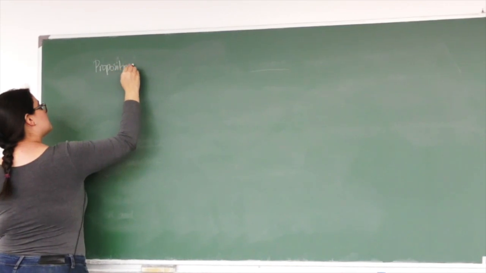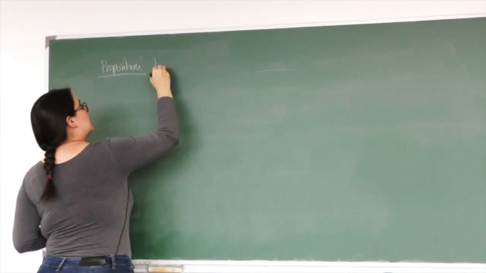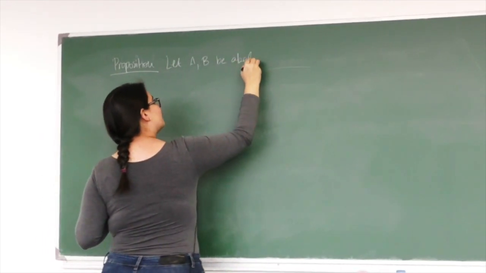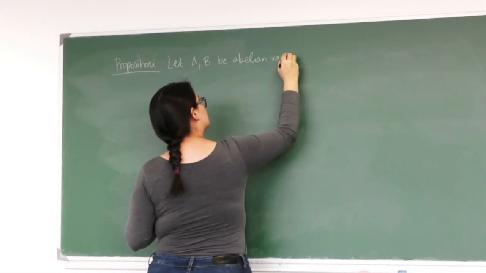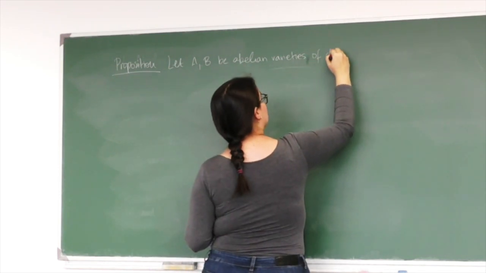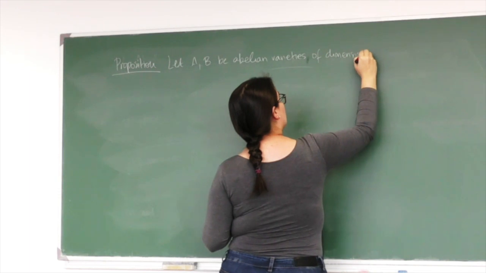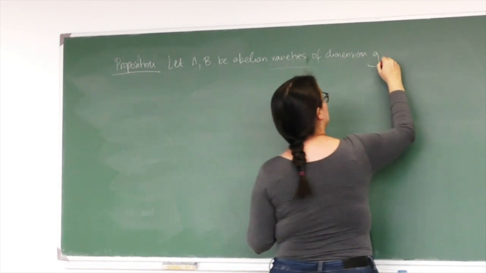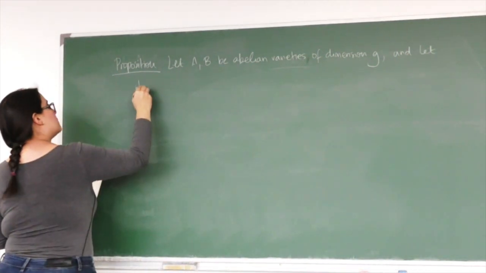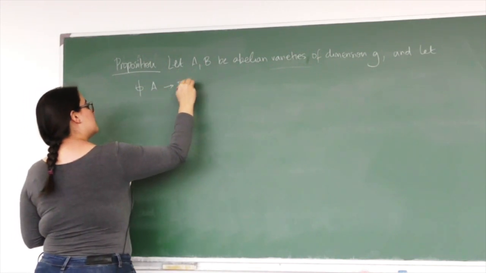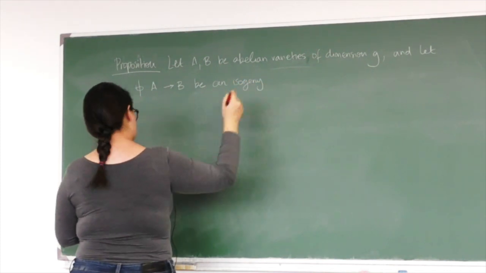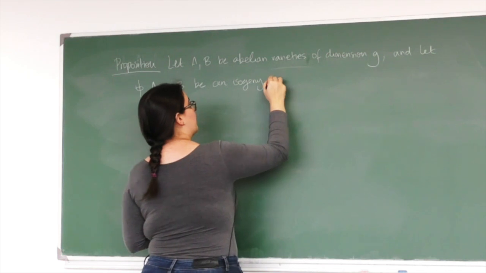Proposition. Let A, B be abelian varieties of dimension g and let phi that goes from A to B be an isogeny of degree m.